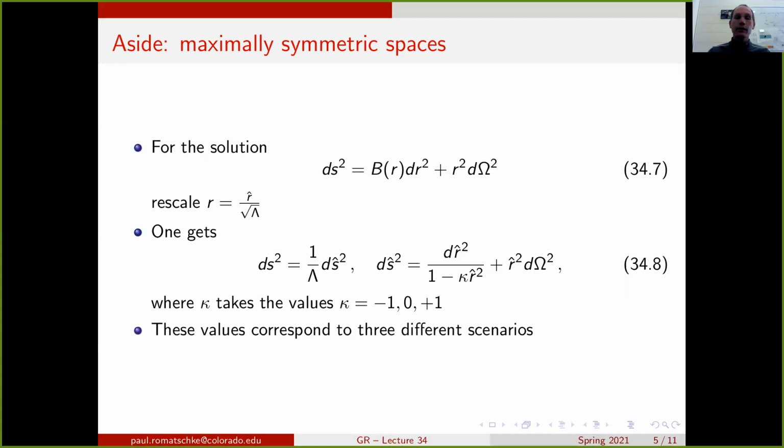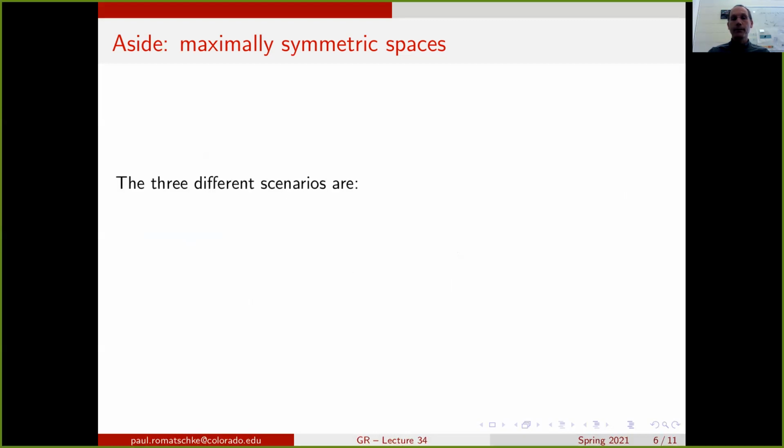It turns out that these values of kappa correspond to 3 different scenarios for maximally symmetric spaces. What are these 3 different scenarios? Well, one of them we already know, that is kappa is 0, or no cosmological constant. In this case, we just get back Euclidean space. Lambda is 0. R is 0 because R is 6 times lambda. So that means that the curvature is 0, or we get flat space.